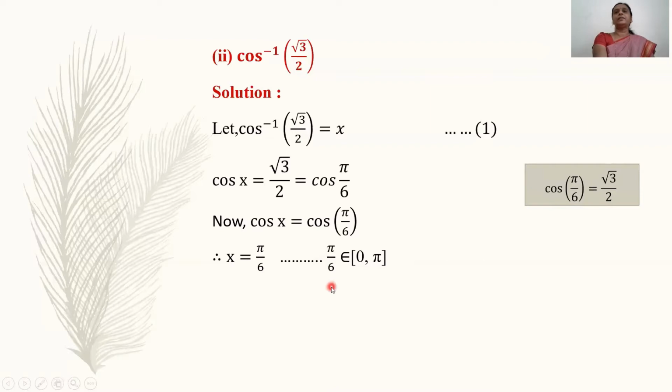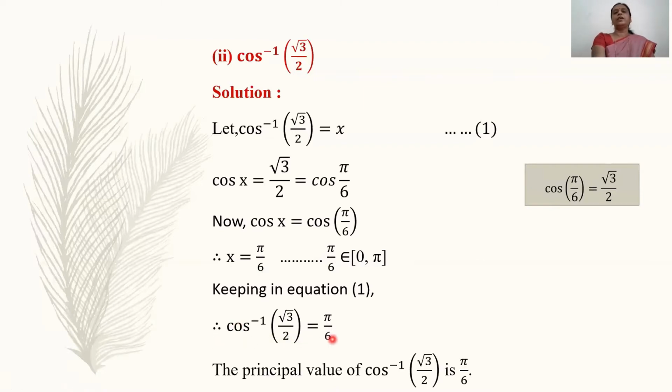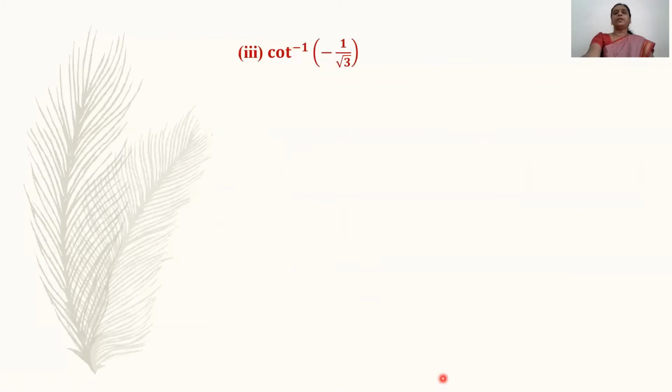Pi by 6 means 30 degree, and obviously lies in the interval 0 to pi. Therefore, x is equal to pi by 6. This is our solution. Keep this in equation 1. You will get cos inverse root 3 by 2 is equal to pi by 6. Therefore, principal value of cos inverse root 3 by 2 is pi by 6. Then see the next example. Find the principal value of cot inverse minus 1 upon root 3.